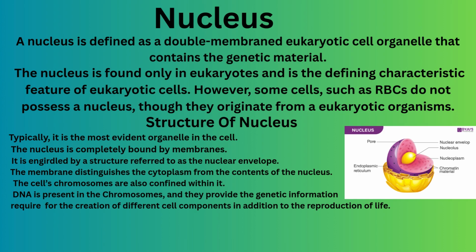Structure of nucleus. Typically, it is the most evident organelle in the cell. The nucleus is completely bound by membranes. It is engirdled by a structure referred to as the nuclear envelope. The membrane distinguishes the cytoplasm from the contents of the nucleus. The cell's chromosomes are also confined within it.